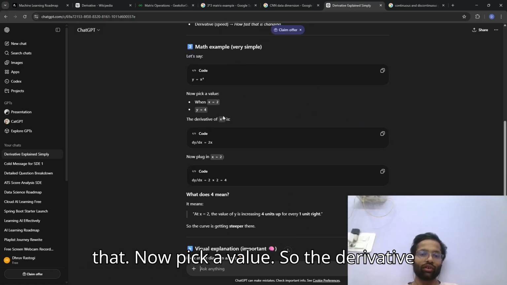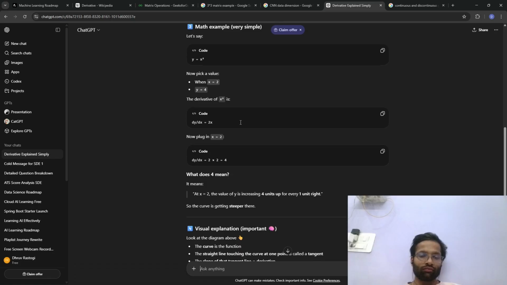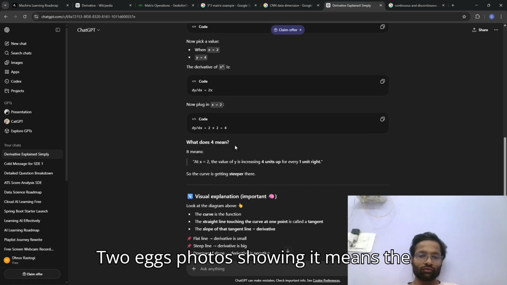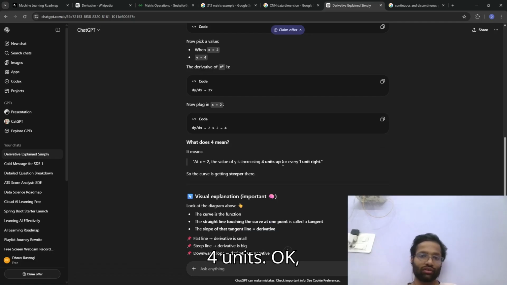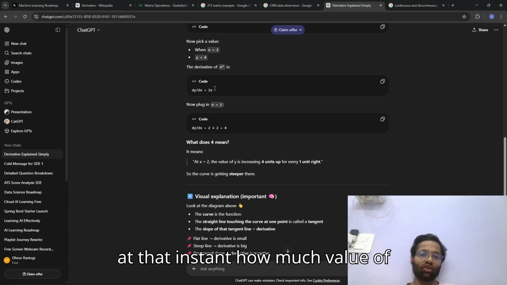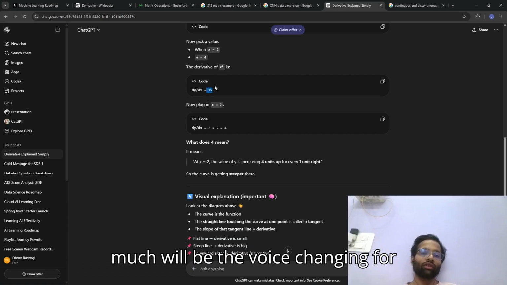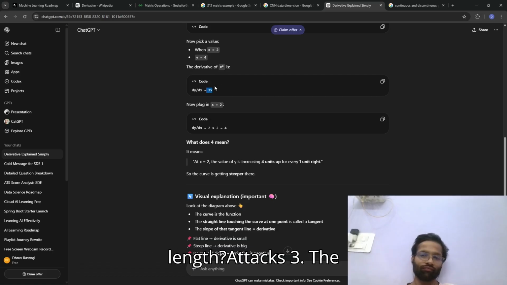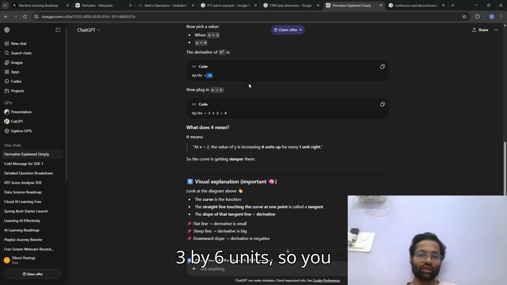Suppose you have that, now pick a value. The derivative of x square is 2x. What does it mean? It means that at x equals 2, the value of y is increasing by 4 units. So that's how you can calculate the change. At that instant, how much is the value changing? Like for x square, at x equals 3, the value of y changes by 6 units. So you can calculate that.